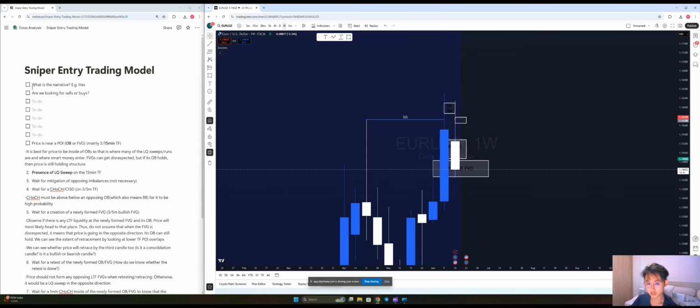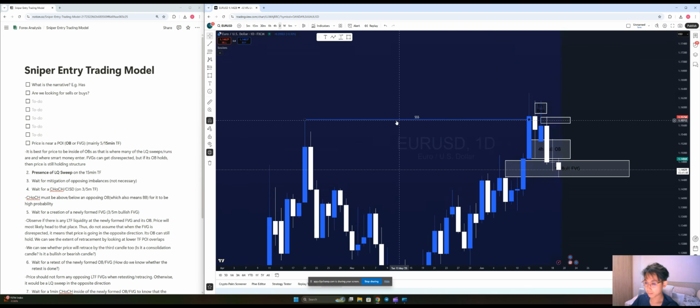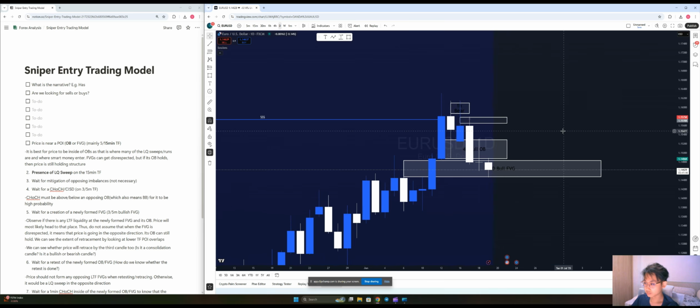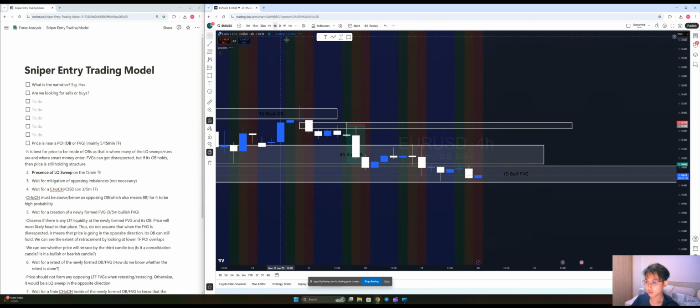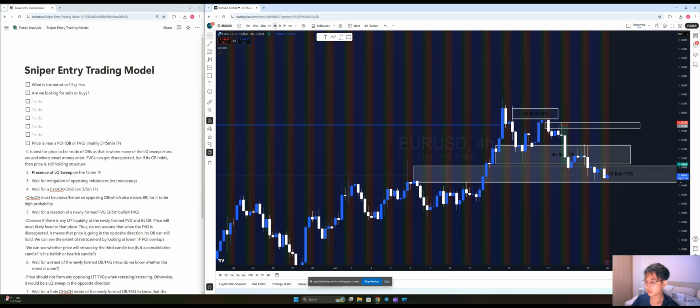Firstly, what is the narrative? Before we even enter for buys or sells, we have to ask ourselves, what happened to price on the higher time frame? We want to catch big moves, and in order to catch big moves, we have to go to higher time frames. So here on the weekly, there's a buy side sweep, as you can see here. Right here, there's not really any price action except for this daily bullish fair value gap, that confirmed 24 hours. You can see that.